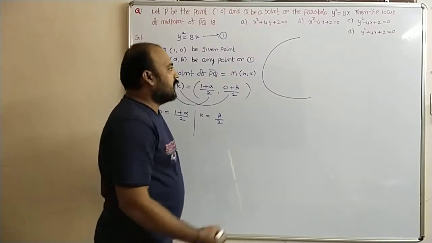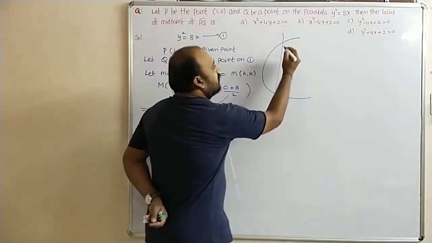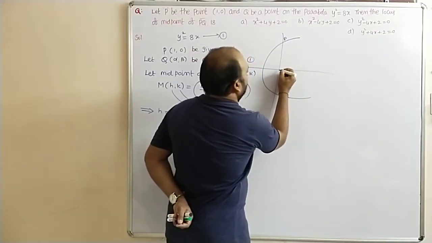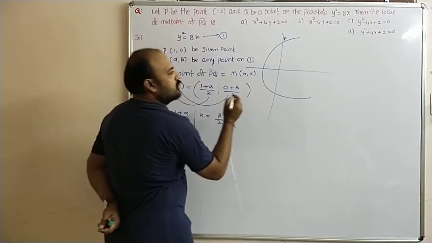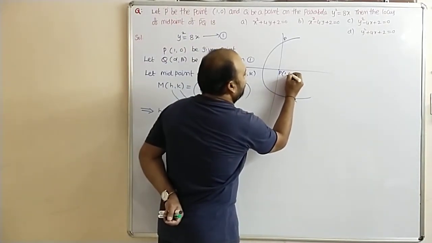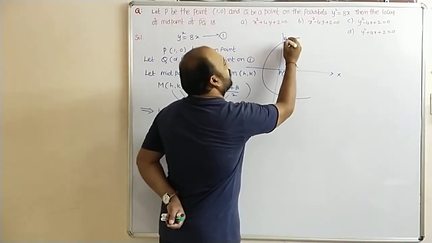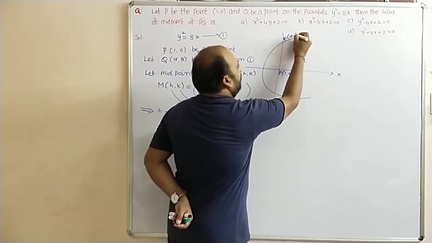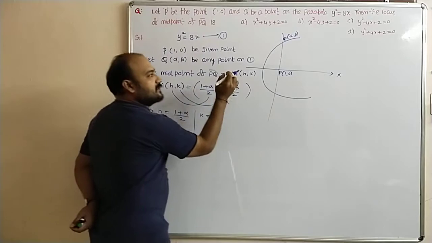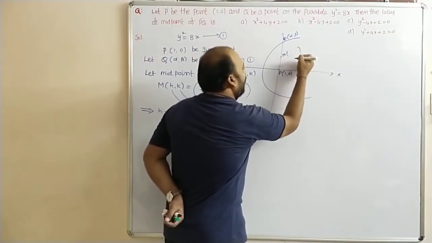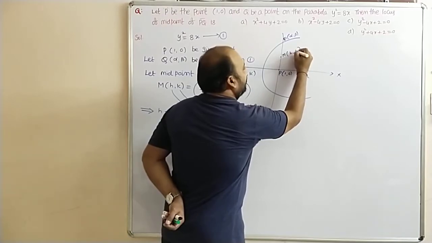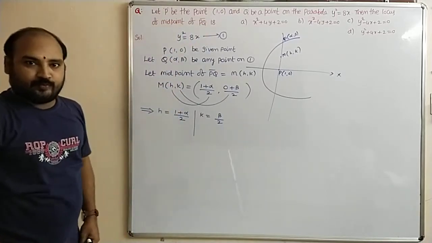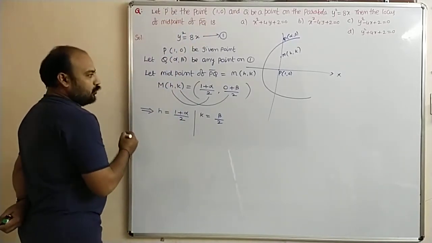After getting this, I will show it in the diagram. This is P of (1, 0). (1, 0) means the point lies on the axis of the parabola. And Q here, I am taking the point we have taken as (alpha, beta). And the midpoint of PQ we have taken as M. Here I am taking M of (h, k). After that they are asking the locus of the midpoint of PQ.